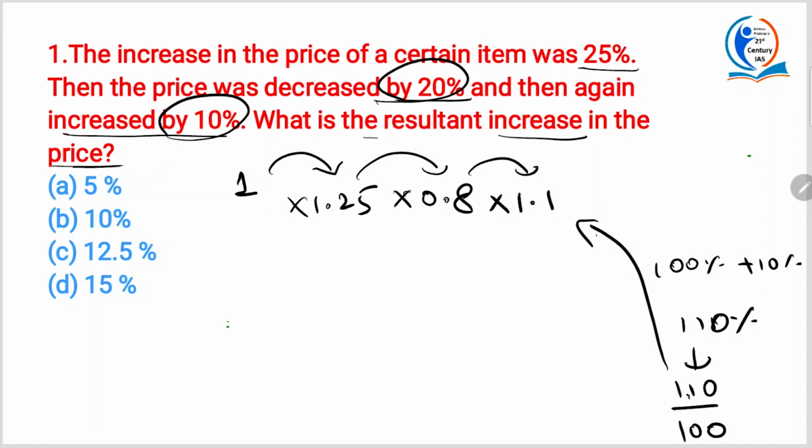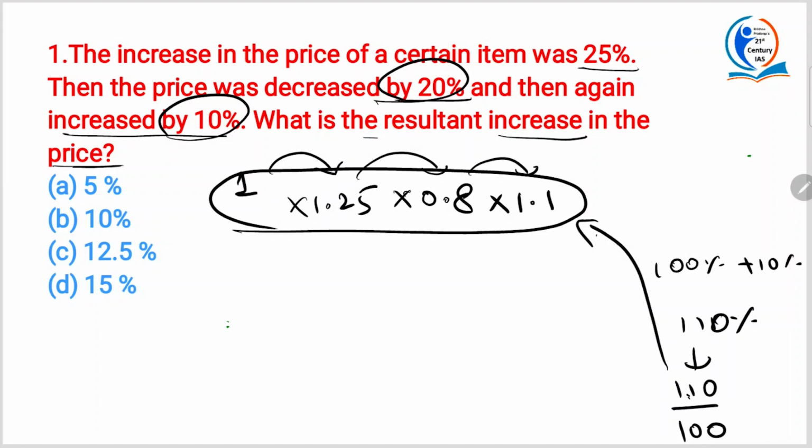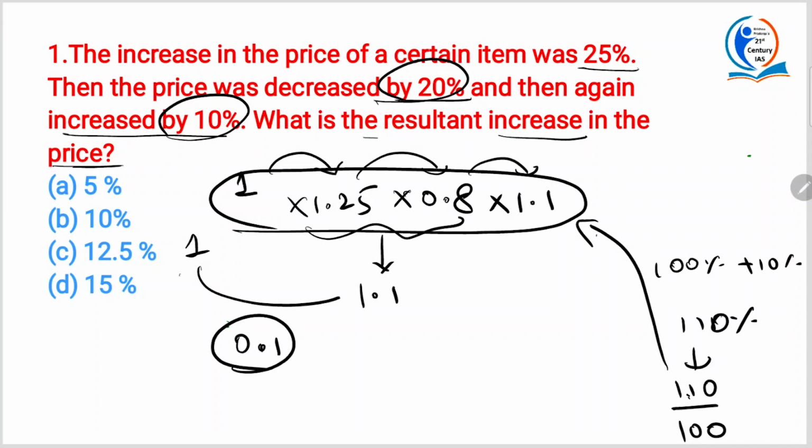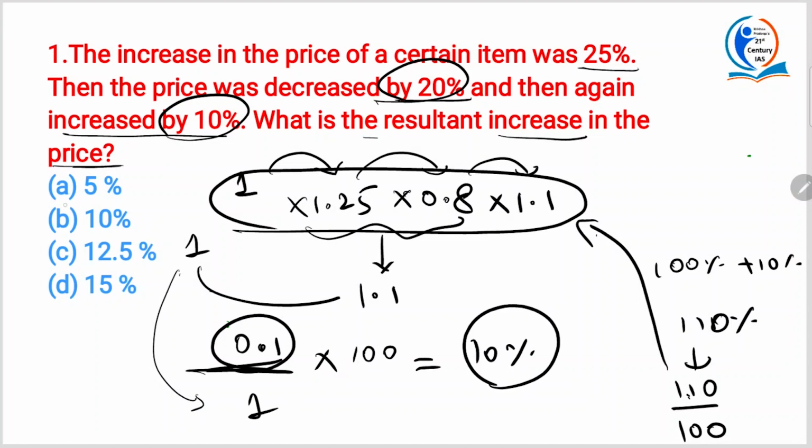All right, so the conventional method is one thing, and this is the other method. This is an easier method actually. What is the resultant increase in the price? 1.25 into 0.8 is 1. Okay, and 1 into 1.1 is 1.1. So initially the number was 1, and now it became 1.1. So the resultant increase in the price is 0.1. Now 0.1 in terms of percentage, how will you write? This difference by the initial number into 100, that is 10%. So 10% is the answer.